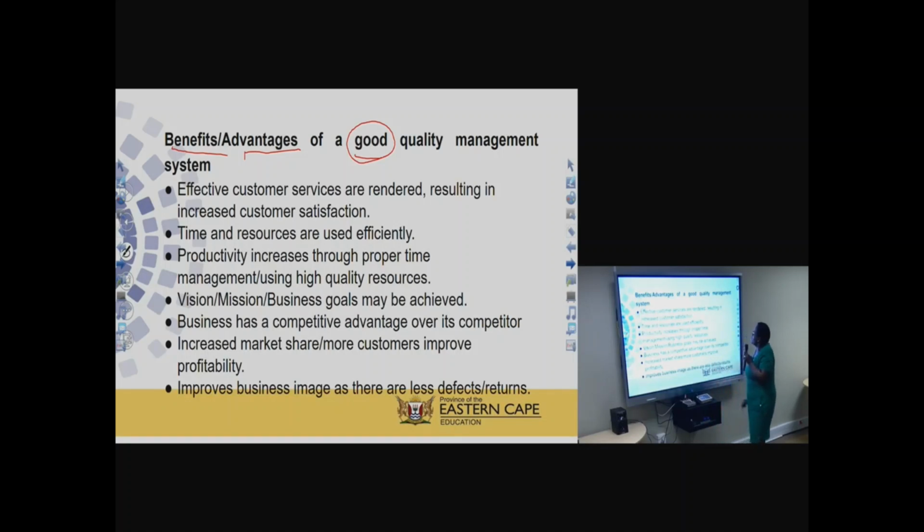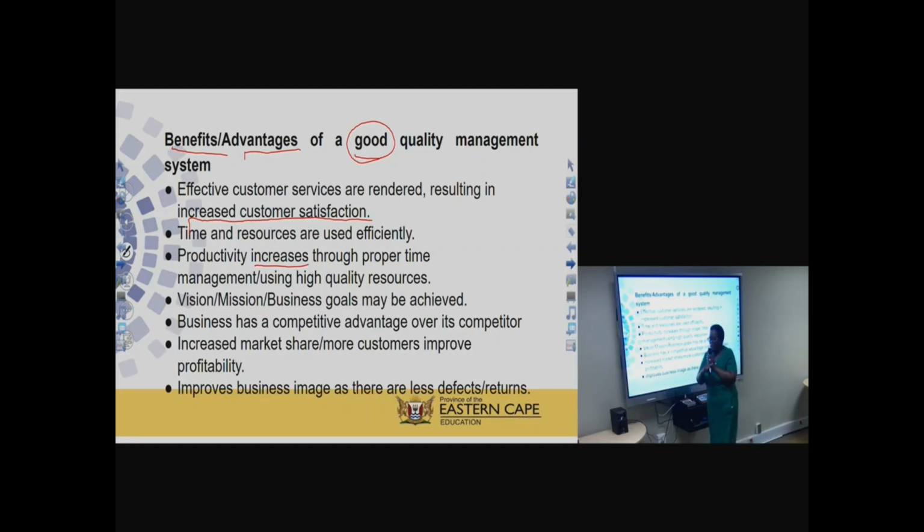So when you implement good quality management systems, you will have increased customer satisfaction, because when you have goods that satisfy your consumers, your quality management systems are in place. It means effective customer service is rendered. You are able to satisfy your customers, resulting in increased customer satisfaction. Also, you won't waste any resources. Time and resources are not wasted because they are used efficiently, because your systems are in place. You will also increase productivity through proper time management, that is, you will be using high quality resources.